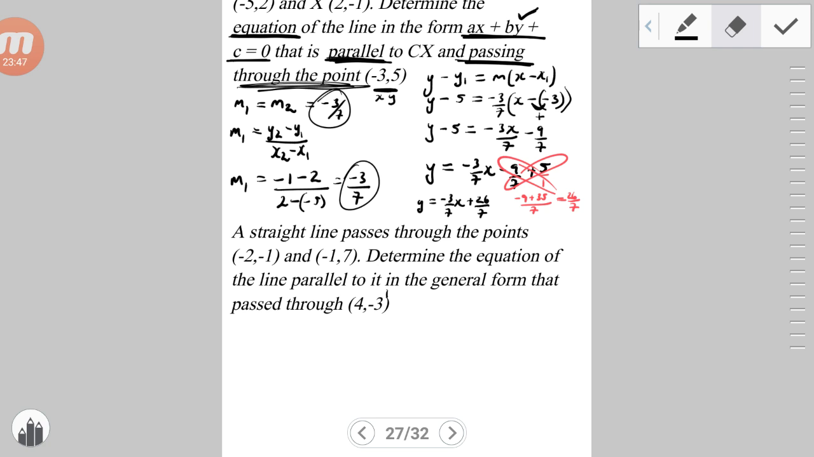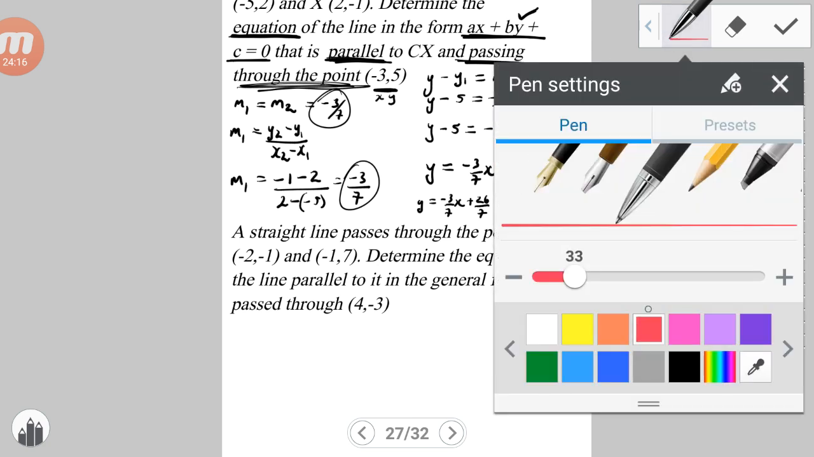Okay, a straight line passes through the points (-2, -1) and (-1, 7). We are required to determine the equation of the line parallel to it, in the general form, that's passing through (4, -3). We don't really need ax plus by plus c, because the general form is in fact y equals mx plus c. So naturally we're going to start off by labeling our points.